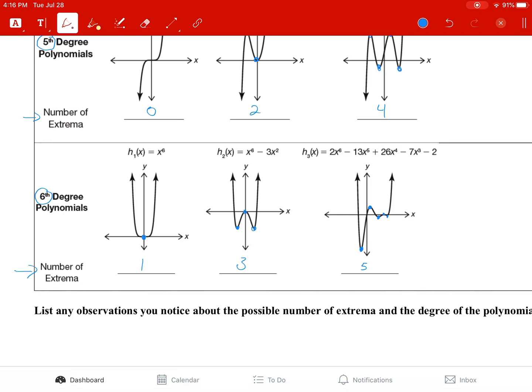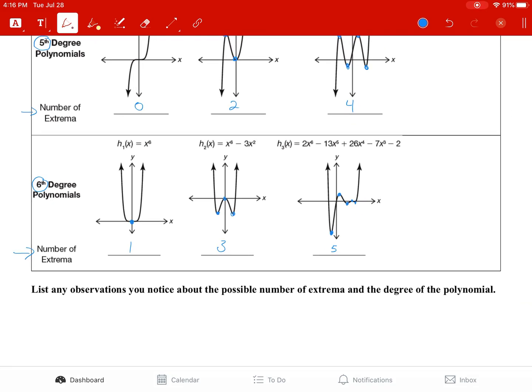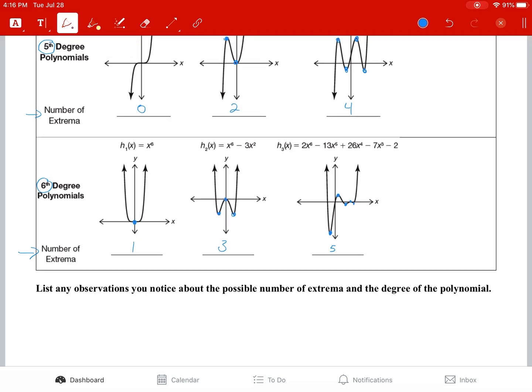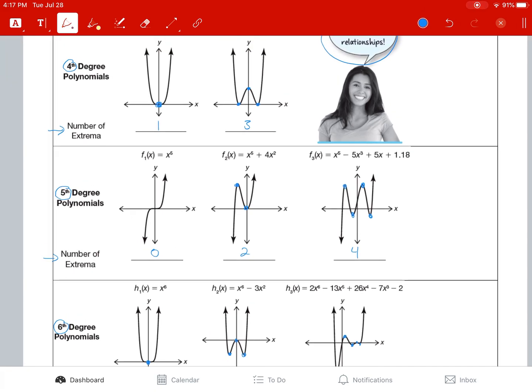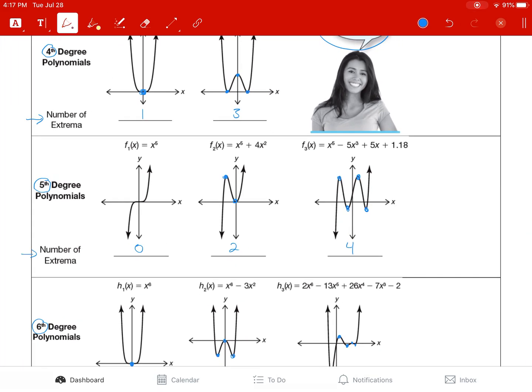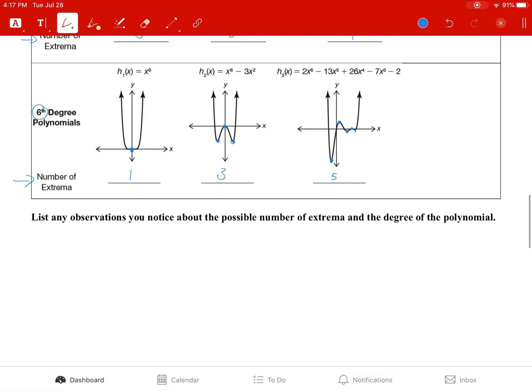Okay, so some things you should notice. It says down here, list any observations you notice about the possible number of extrema and the degree of the polynomial. What you should notice here is the largest number of extrema we always had was 1 less than our degree. So for the 4th degree, the most extrema we had was 3. For the 5th degree, it was 4, and the 6th degree, it was 5.